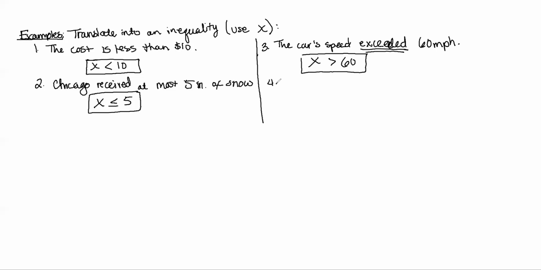And one final one, you must be at least 18 years old to vote. So your age, which again we don't know, so we'll call it x, has to be at least, which means you can be 18 or you can be older than 18. So we're going to have x greater than or equal to 18.